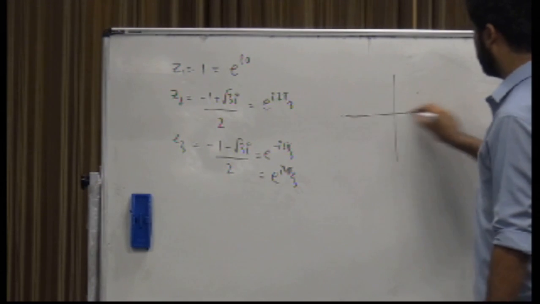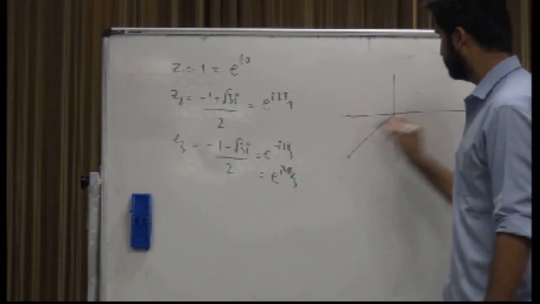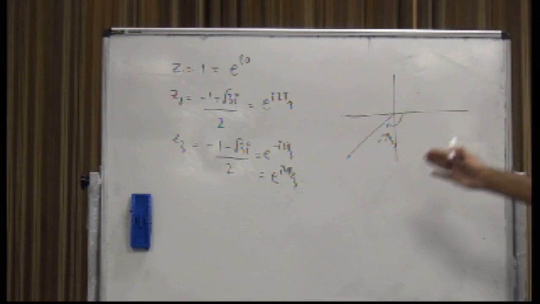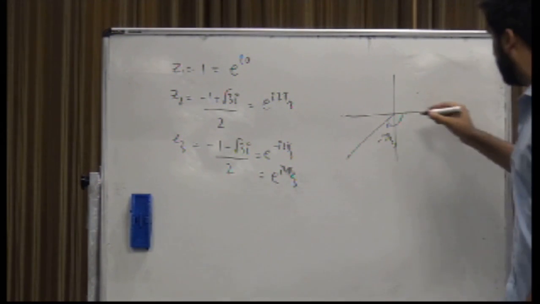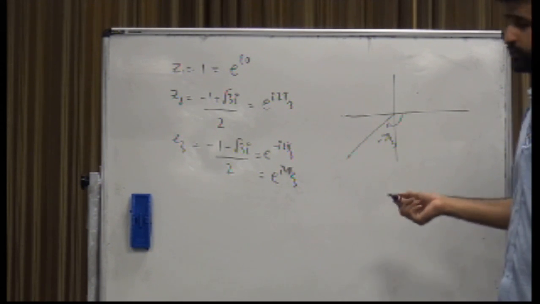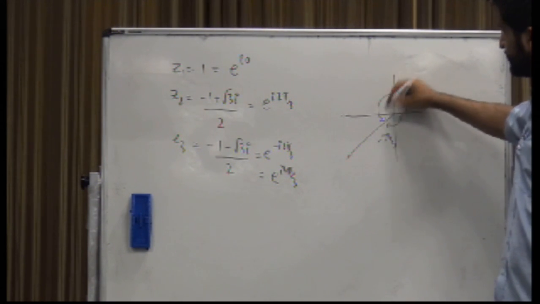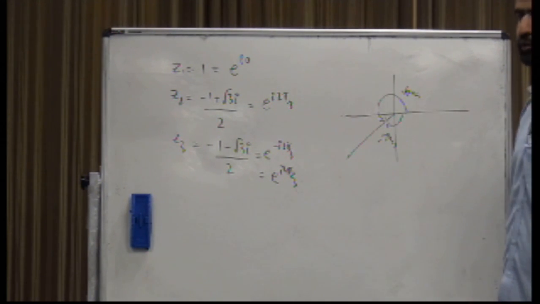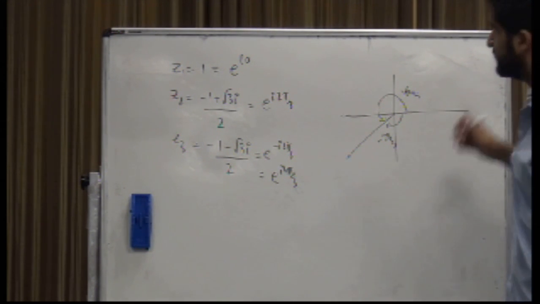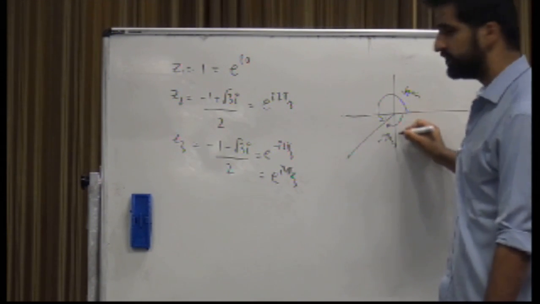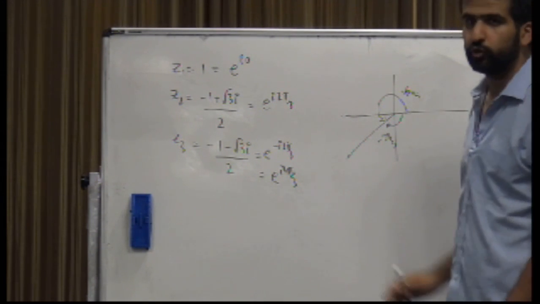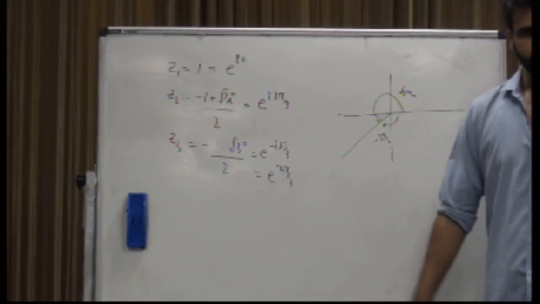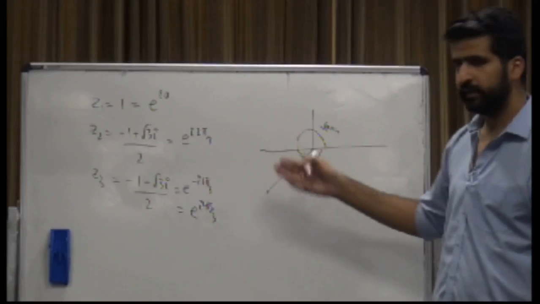So z3 was this complex number. This angle is -2 pi by 3 if I measure the angle in the clockwise direction, but in the anti-clockwise direction it will be 4 pi by 3. Why? Because the sum of the two angles will always be equal to 2 pi. Since this is -2 pi by 3, the other one will be 2 pi minus 2 pi by 3, so it will be 4 pi by 3. So the other angle will be e to the power iota 4 pi by 3.